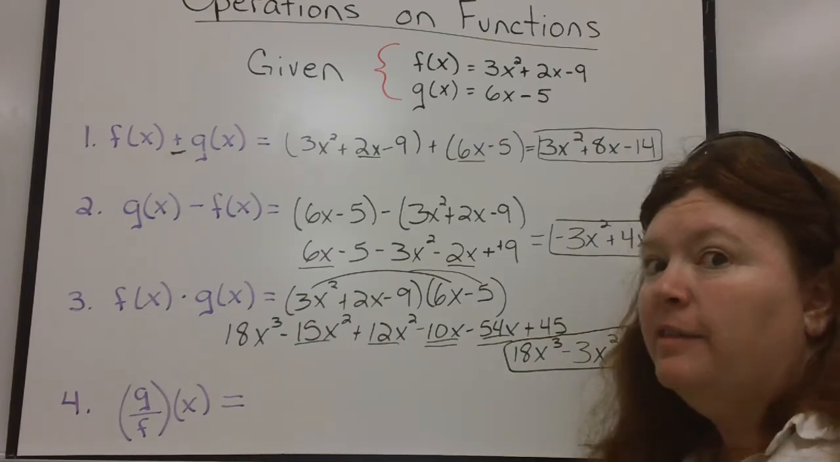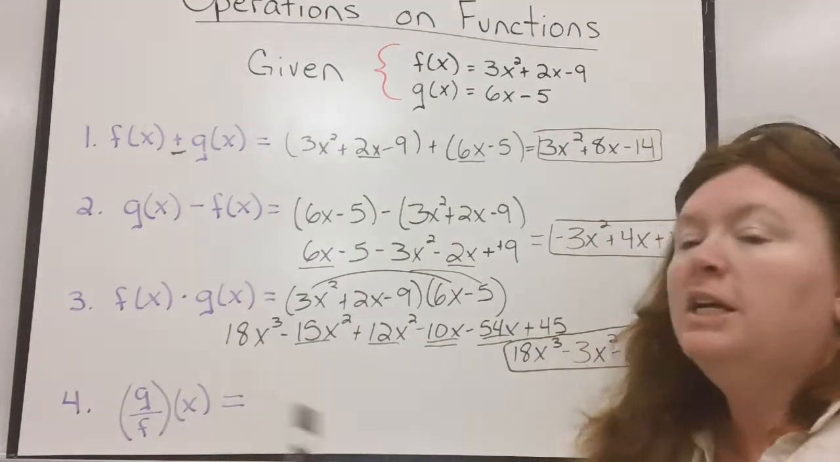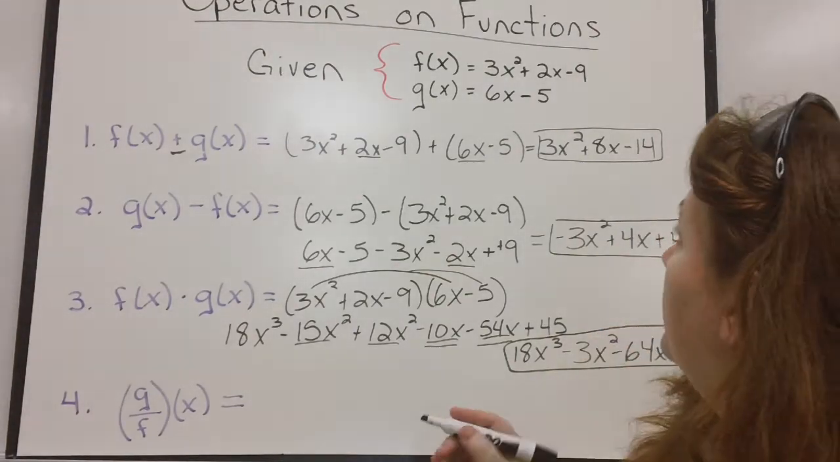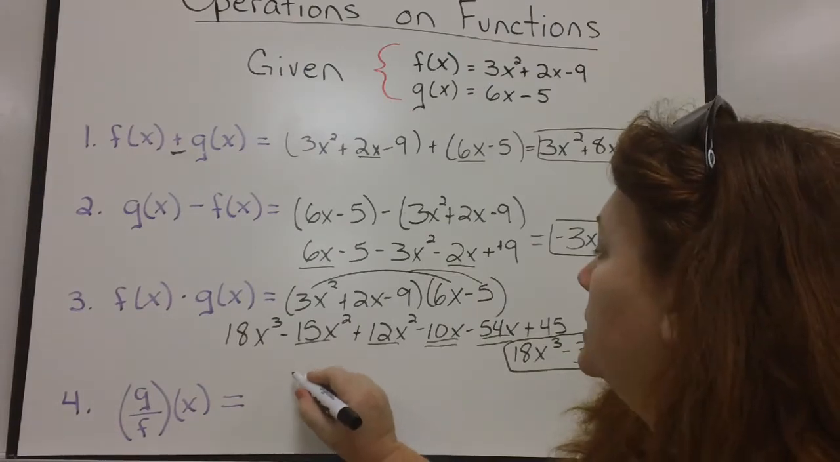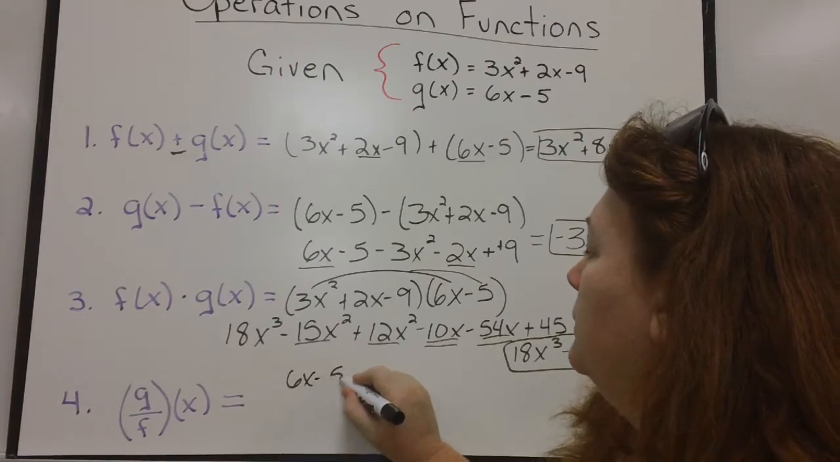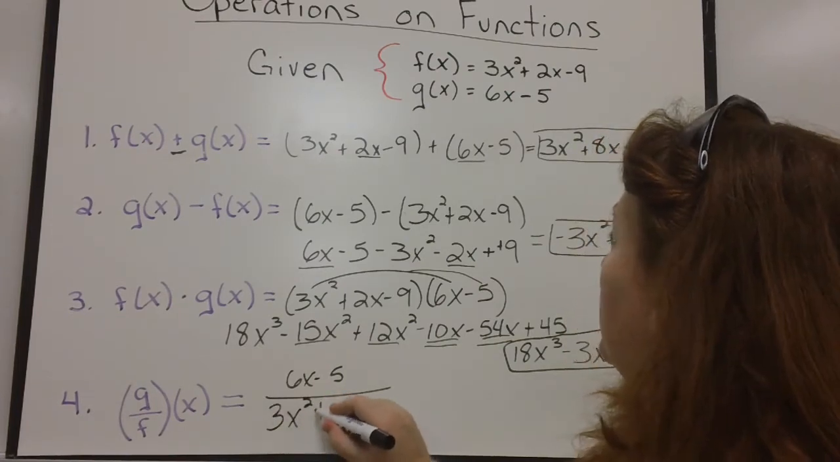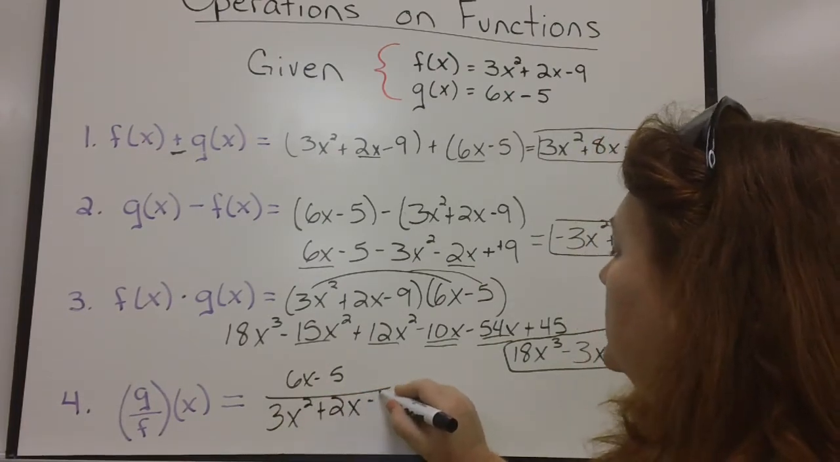And then finally, the easy one comes. G over f of x. That's just a division. And I'm going to take the g function first, which is 6x minus 5, and put it over 3x squared plus 2x minus 9.